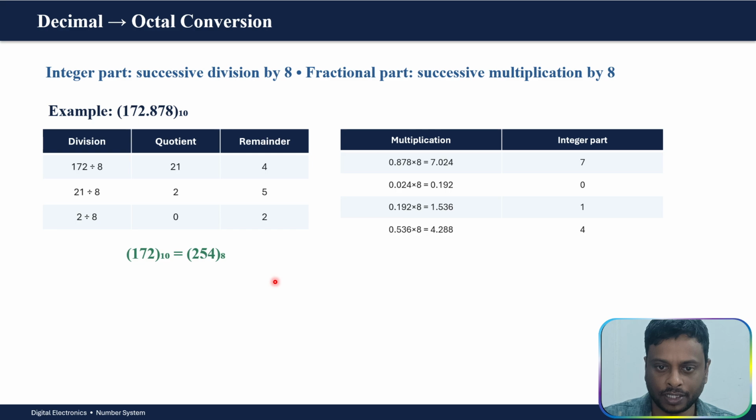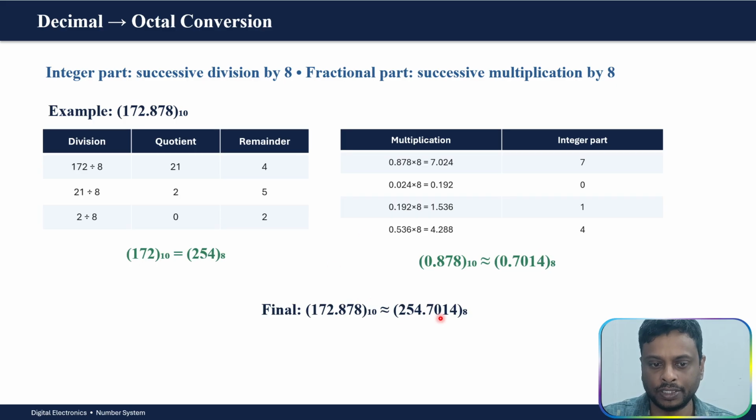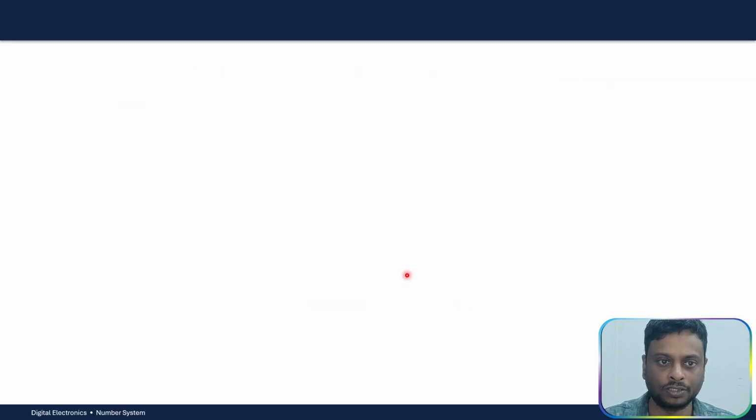Similarly, you need to find out the fractional part. So you just multiply. Then we can take it from top to bottom. Okay, so top to bottom means it is 0.7014. Then combine the integer part and fractional part. So that will be 254.7014. This is in octal. Okay, so we have converted the decimal number system to octal number system.